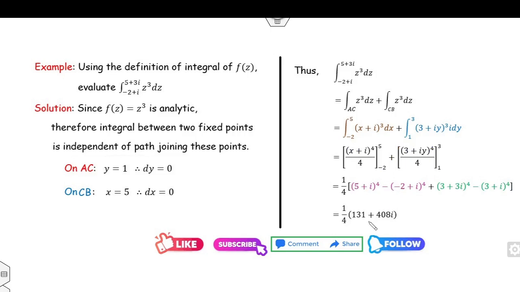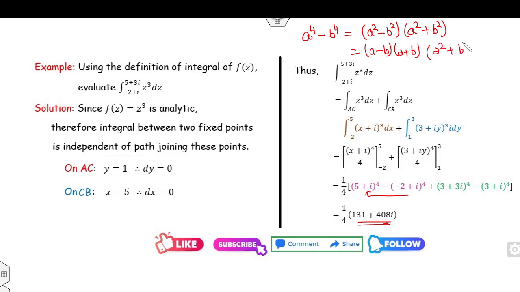Now after solving, you will get my required expression. How can you solve this? You can think of it like a^4 minus b^4. It will be (a square minus b square)(a square plus b square). Or again it's (a minus b)(a plus b), and then (a square plus b square). So after solving, you will get the right answer of the problem.